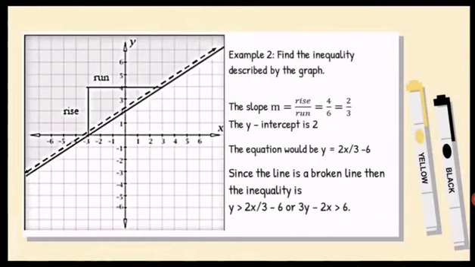Example number 2. Find the inequality described by the graph. The slope m equals rise over run is 4 over 6 or 2 over 3. The y-intercept is -6 because it passes the y-axis at -6. The equation would be y equals 2x over 3 minus 6. Since the line is a broken line, then the inequality is y is greater than 2x over 3 minus 6, or 3y minus 2x is greater than -18.